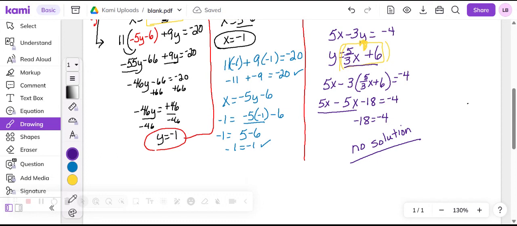So there is no solution, which actually means that these two lines have the same constant of proportionality. If we were to graph them, we would find that these two equations have the same slope, which means they will never cross.